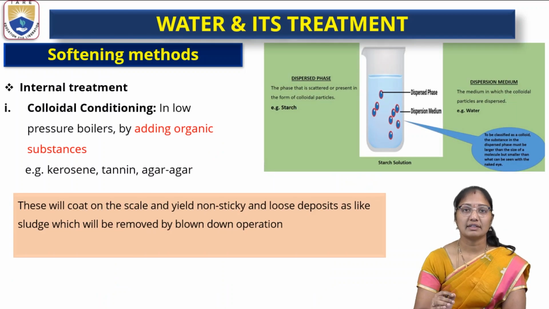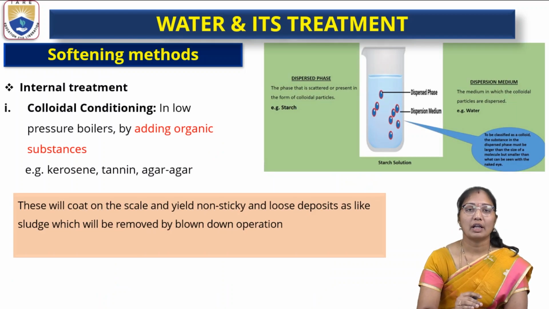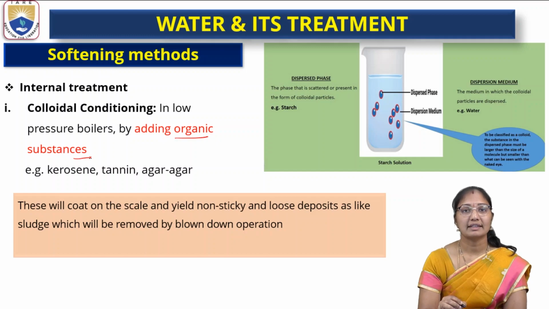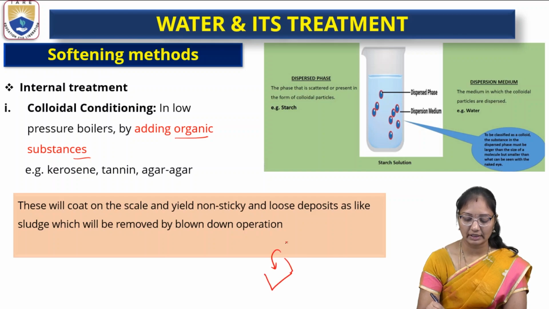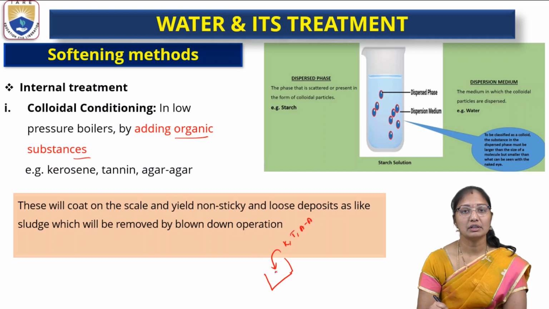The first thing is internal treatment, starting with colloidal conditioning. In this process, colloid-forming organic substances like kerosene, tannins and agar-agar are added to the tanks which are having hot water.